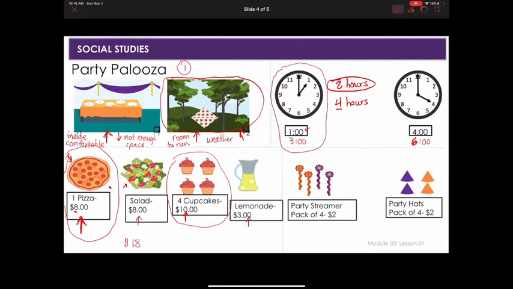All right, and then the last thing I would need to pick is decorations. I could choose party streamers, a pack of 4 for $2, or I could choose party hats, a pack of 4 for $2. Which would you choose? Again, there is no right or wrong answer. We just need to think about why we would pick which one we would want. I think that the party streamers are really beautiful, but if we're having the party outside, I might not have a place to put them, right? So for me, I think I would pick the party hats.